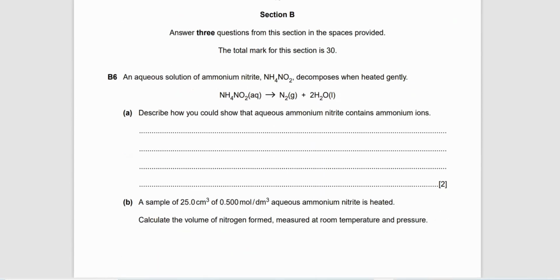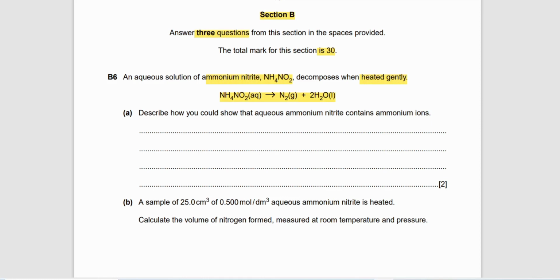Here we have Section B, and 3 questions from this section you have to solve, and the marks for this section is 30. So an aqueous solution of ammonium nitrite, not nitrate, nitrite means NO2, decomposes when heated gently. You can see over here NH4NO2 when it is heated gently, N2 plus 2H2O is formed. Describe how you could show that aqueous ammonium nitrite contains ammonium ions.